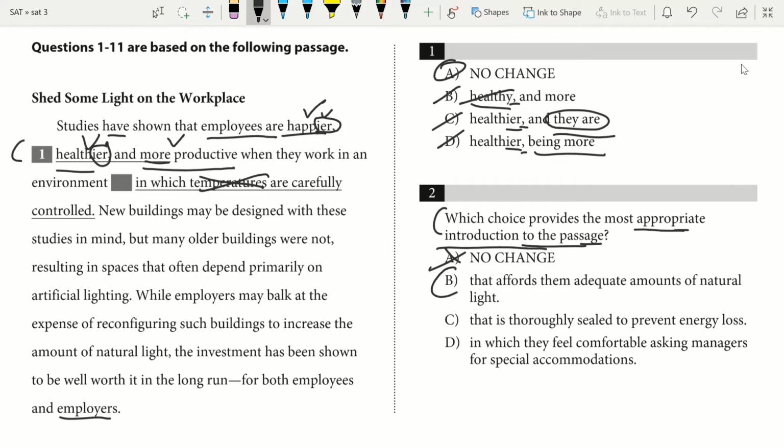Then we have B, that affords them adequate amounts of natural light. Well, that's what we just discussed on our own. We like to come to our own answer before we look at our answer choices because then we're not swayed by answer choices. We don't click the wrong one on accident because it's part right. Part right is not right. We need it to be all right. So then we have C, that is thoroughly sealed to prevent energy loss. We're not discussing energy loss at this point. And then we have in which they feel comfortable asking managers for special accommodations. That's not the main idea. Our main idea is about amount of natural light.